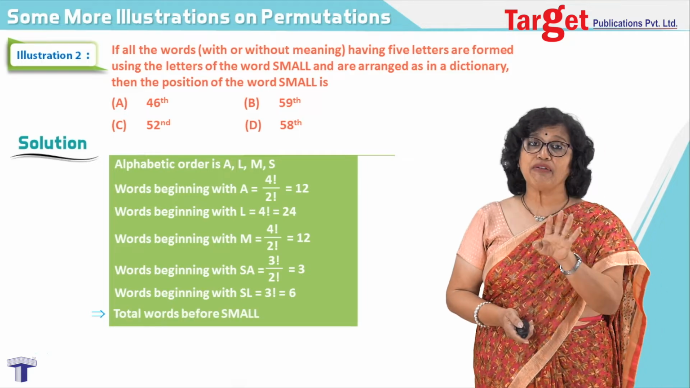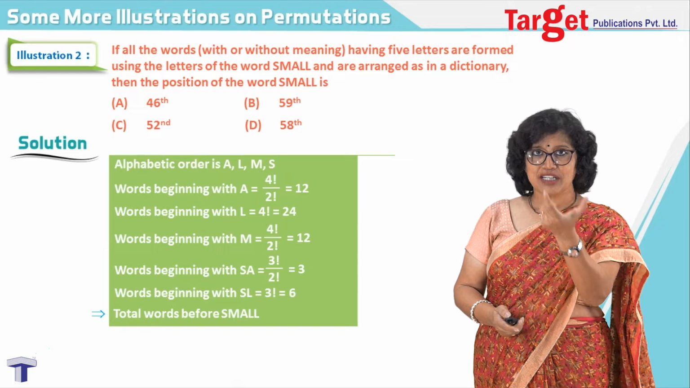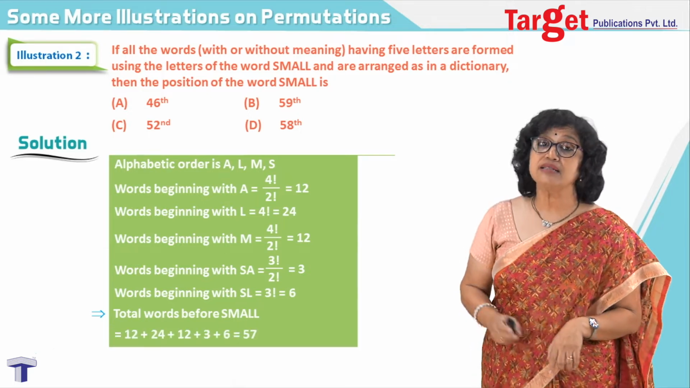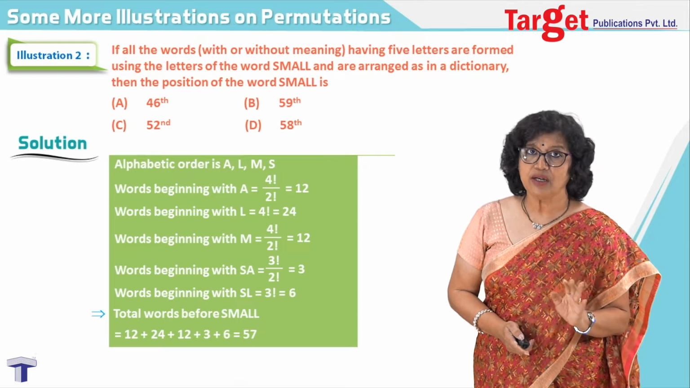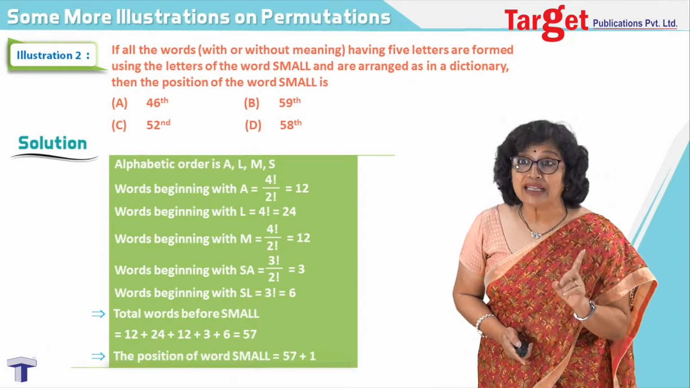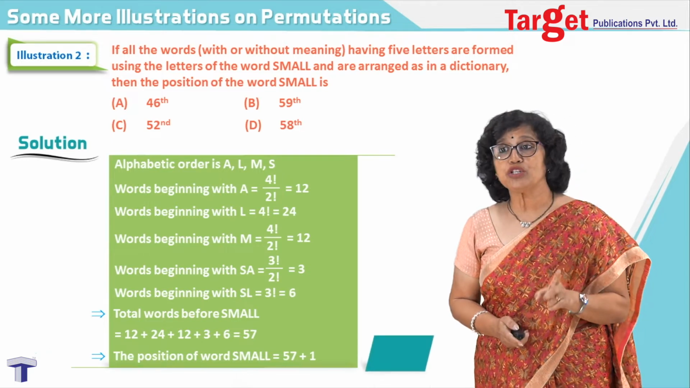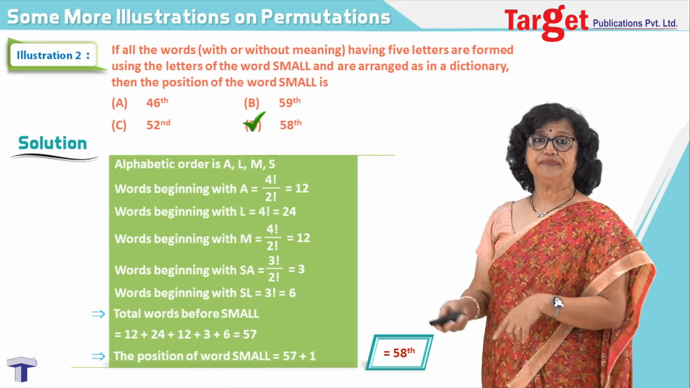So first, let me find out the total number of words which come before small. That answer is the summation, addition of all these, and that answer is 57. So before the word small, 57 words have occurred. So the 58th position must be the position of the word small. So my correct answer is D.